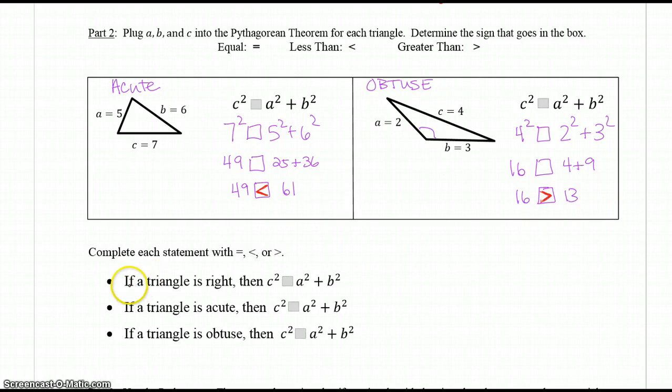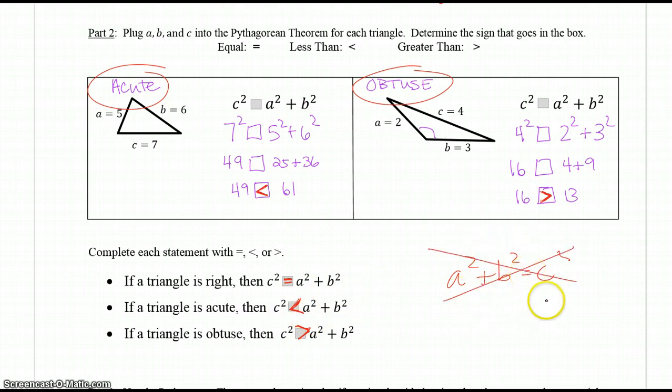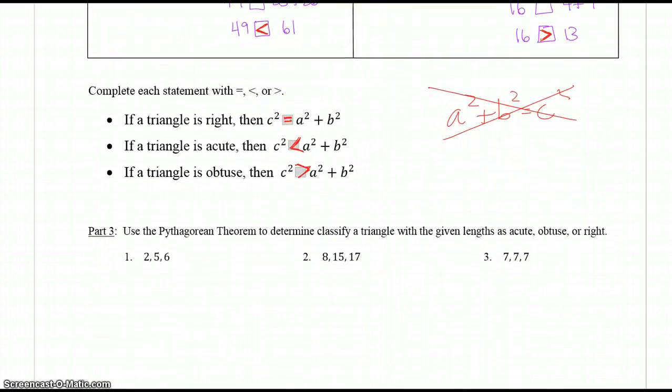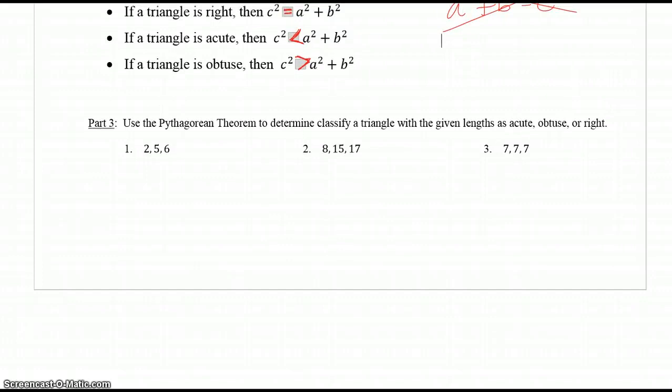Okay, so let's summarize here. If a triangle is right, then C squared has to equal A squared plus B squared. But if a triangle is acute, then C squared is going to be less than A squared plus B squared. And if it's obtuse, C squared is going to be greater than A squared plus B squared. Now notice, if you did A squared plus B squared equals C squared, all of those signs would be backwards. So for the sake of this, we are not going to use A squared plus B squared equals C squared, because then our symbols don't really make sense. They would be backwards.